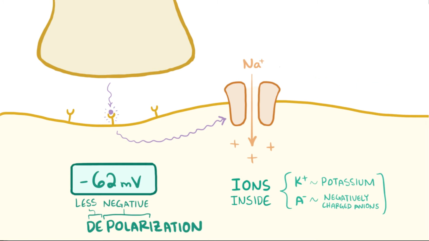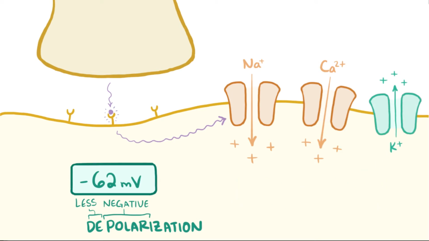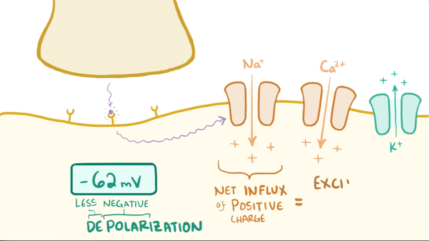Neurotransmitters typically open various ligand-gated ion channels all at once, so ions like sodium and calcium might flow in, while other ions like potassium might flow out, which would actually mean some positive charge leaves the cell. In the end though, when it's all added up, if there's a net influx of positive charge, then it's called an excitatory postsynaptic potential, or EPSP.